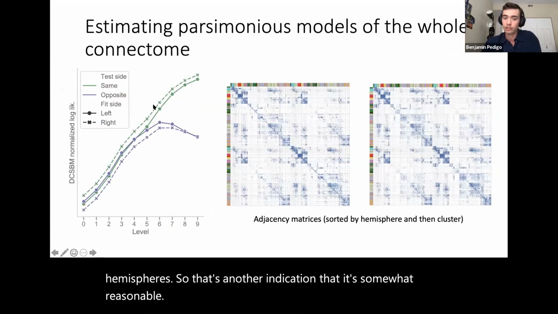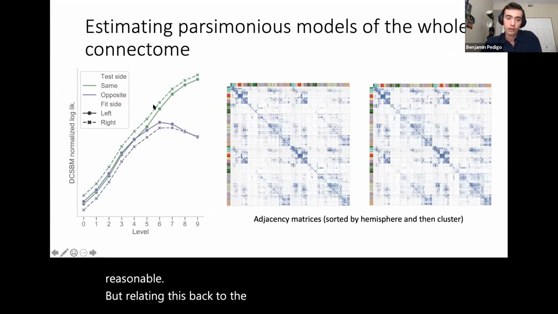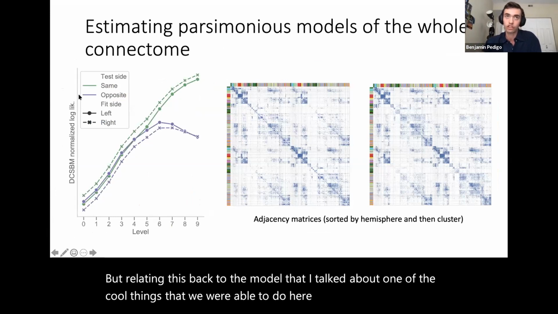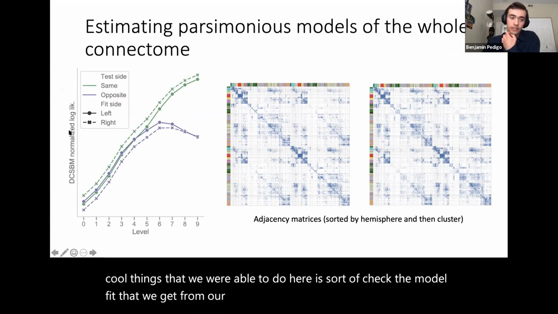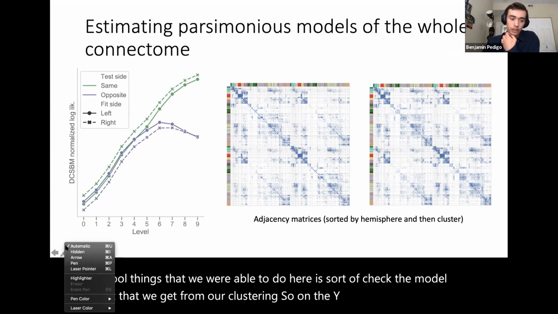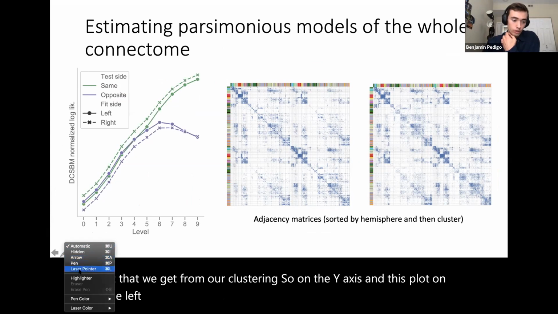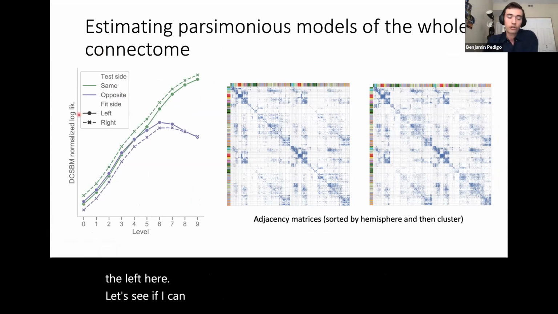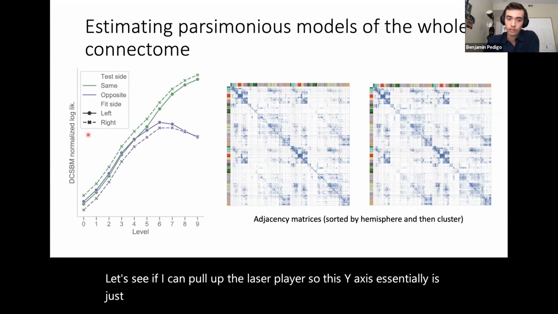But relating this back to the model that I talked about, one of the cool things that we were able to do here is check the model fit that we get from our clustering. So on the y-axis, in this plot on the left here, let's see if I can pull up a laser pointer. So this y-axis essentially is just measuring the goodness of fit, more or less, of this statistical model.